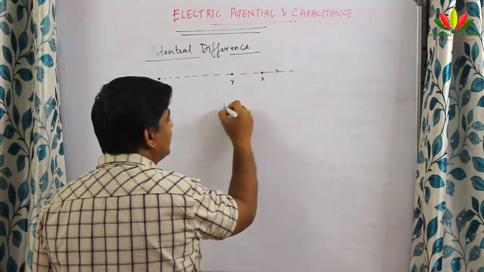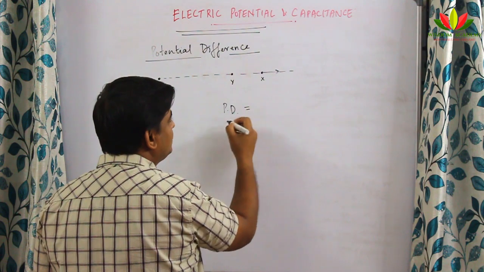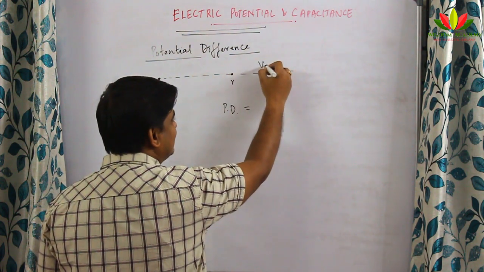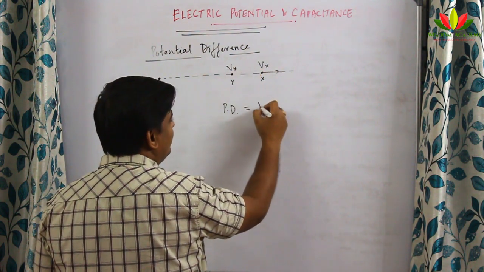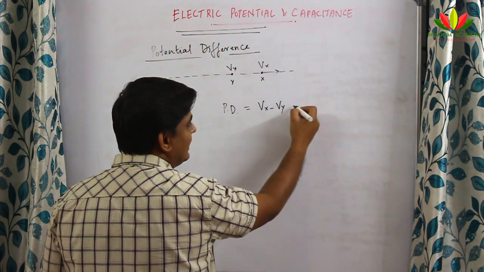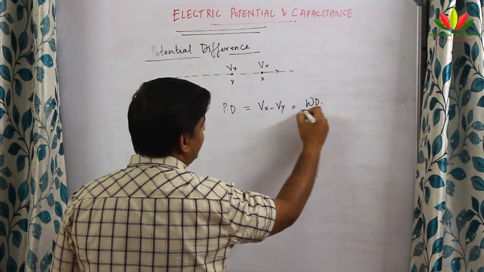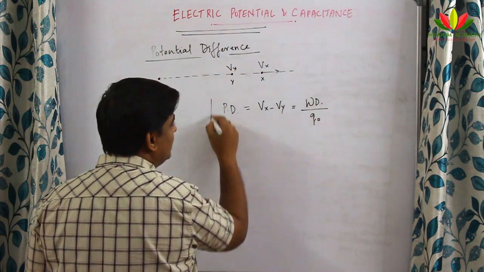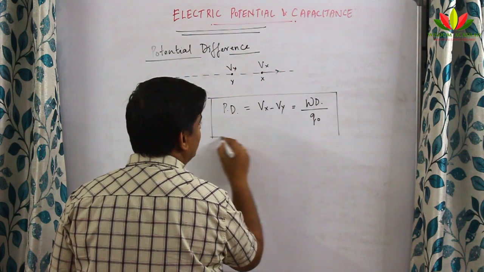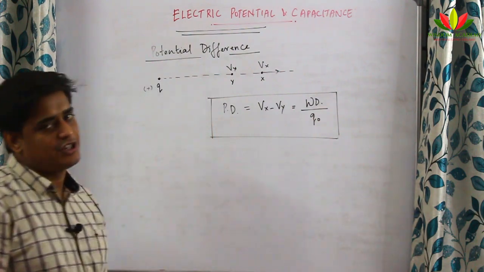Write that as potential difference. So the potential difference will be equal to the potential at X minus the potential at Y, so Vx minus Vy, and that is equal to the work done during this process divided by charge. So work done per unit charge is also known as potential difference.